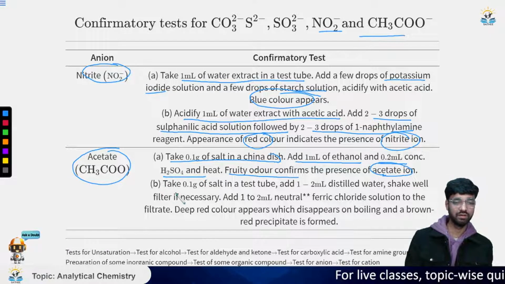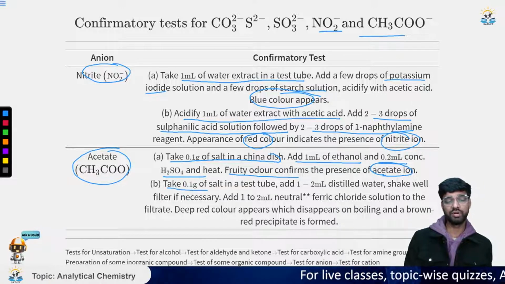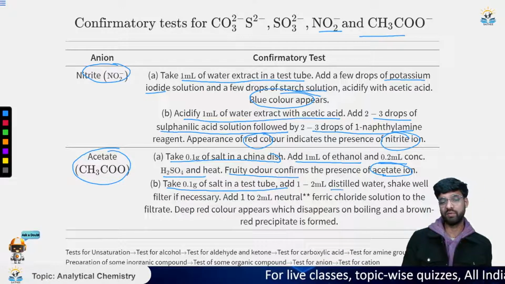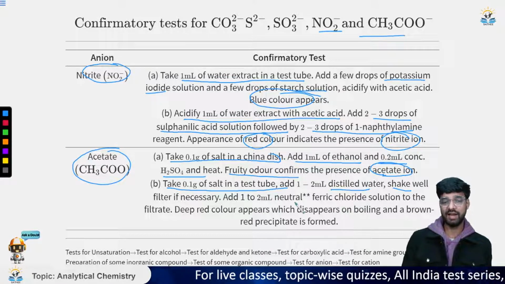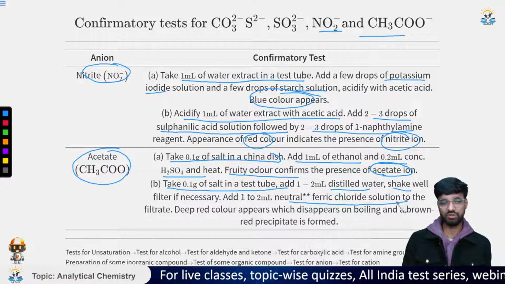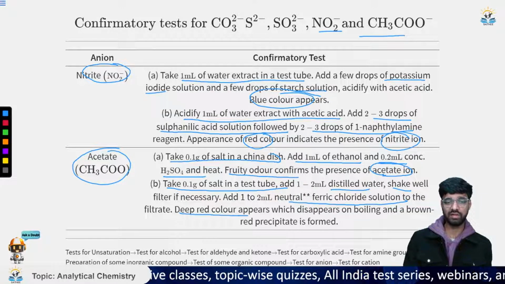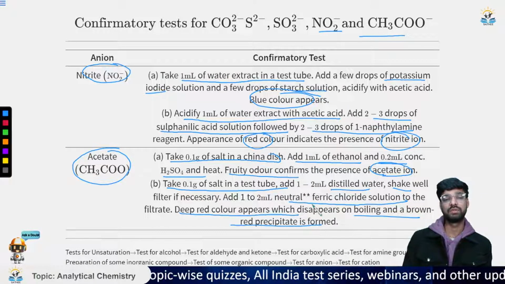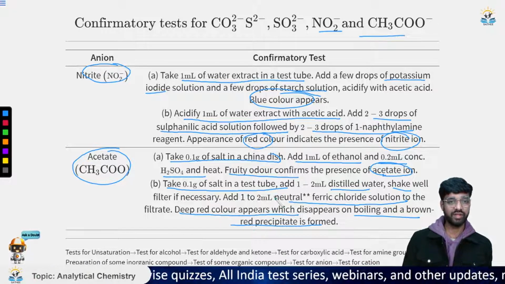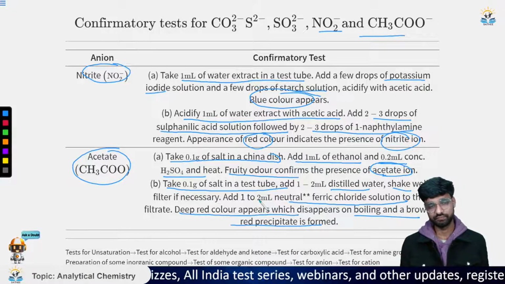Again, we take 0.1 gram of salt in a test tube, add 1-2 ml of distilled water, shake it, and filter it well. Add neutral ferric chloride solution to the filtrate, and a deep red color appears. On boiling, a brown-red precipitate is formed. So this is a confirmatory test for acetate ion.